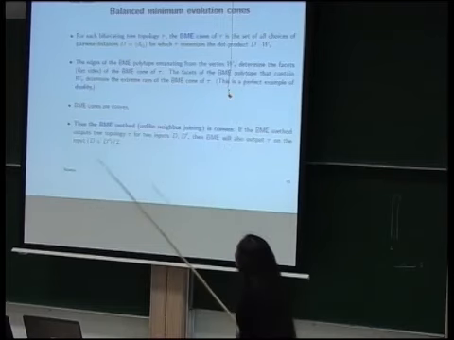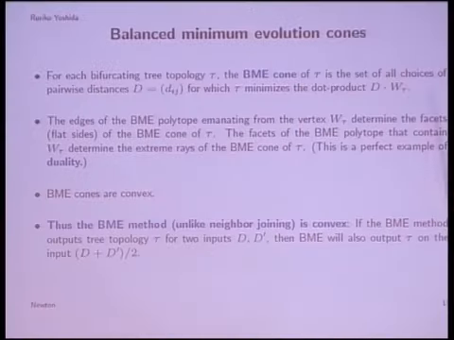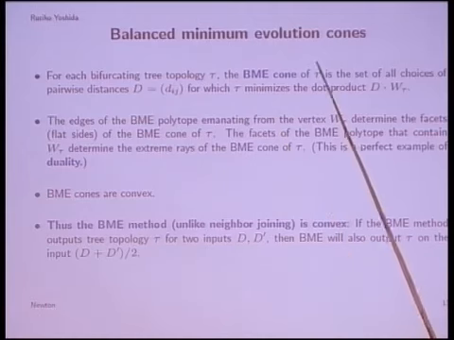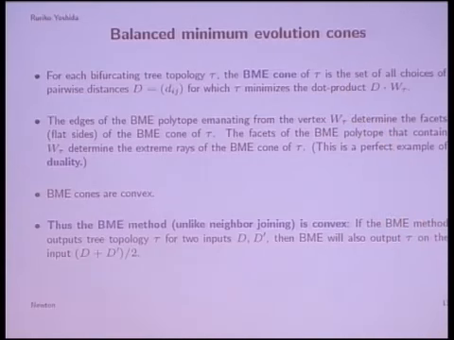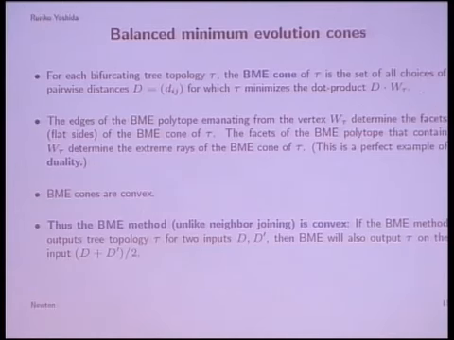So now I'm going to talk about BME cones. For a bifurcating tree topology tau, the BME cone of tau is defined as the set of all choices of distance matrices for which tau minimizes the product D W tau. In terms of algebra or combinatorics, this is the normal cone at the vertex tau, and actually W tau, of the BME polytope.